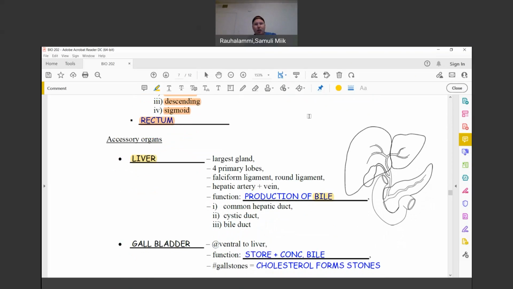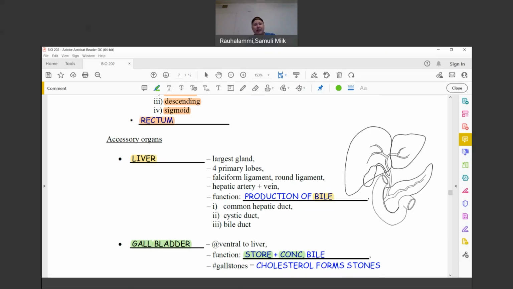The next structure that I want to talk about is gallbladder, and this is located kind of underneath the liver. This is where the bile travels to from the liver. So bile gets stored and concentrated in the gallbladder. For some reason, individuals often think that gallbladder would produce bile. Remember, this is not the case. It is liver that makes the bile. Bile gets stored and concentrated in the gallbladder.